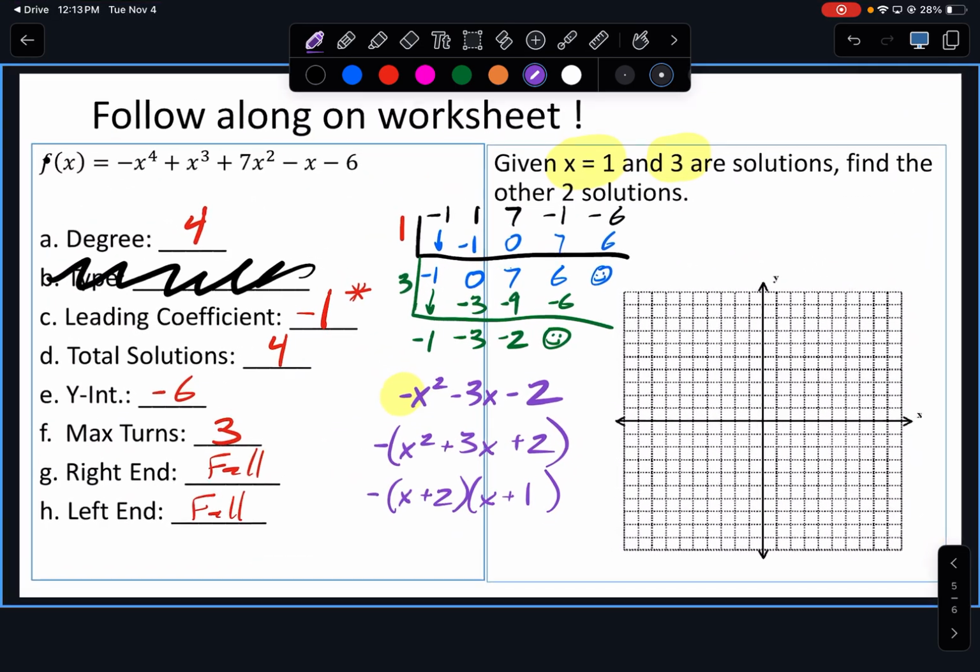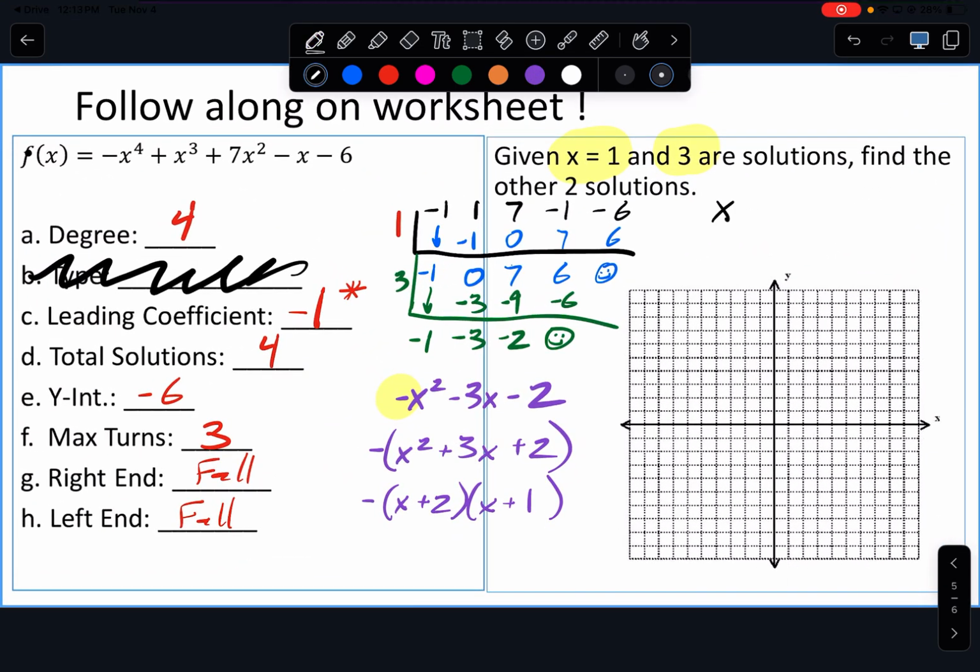So all my solutions, the two that they gave me are x equals 1, x equals 3. And then my new solutions that I found are x equals -2, x equals -1. So now let's put those on a graph. We're at -2, -1, +1, 3. Do I have any multiplicity? Nope. Both are fall and fall. And then we'll put our y-intercept on. 1, 2, 3, 4, 5, 6. So this graph is going to go like this.